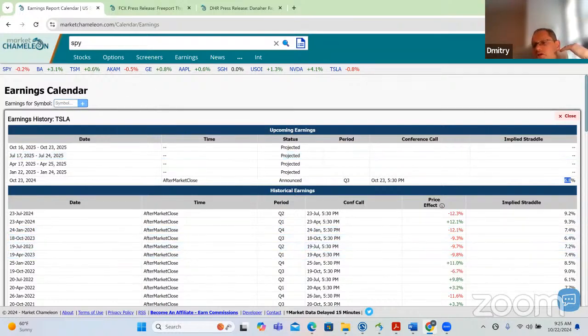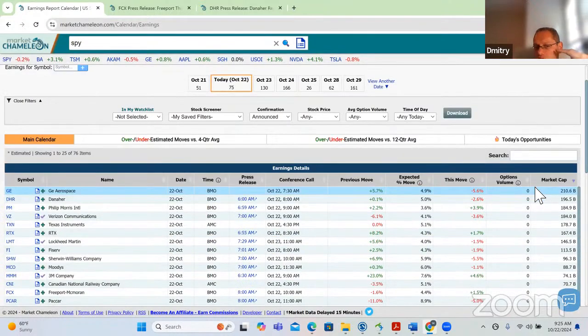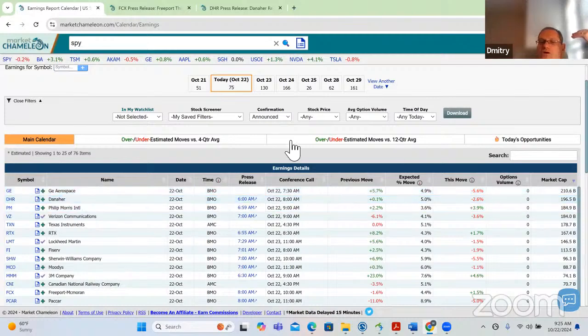So let me just close. And if you close this over here, it takes it back to the earnings calendar. You do have some filters here. If you have a watch list, you could filter by your watch list.